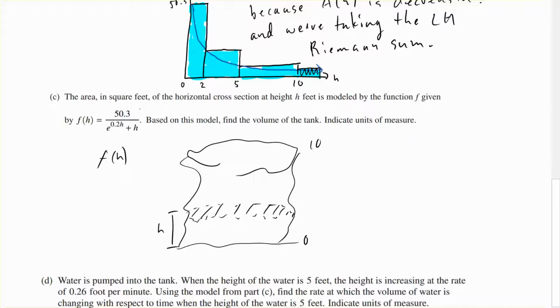It's some sort of equation. So we can't just multiply one cross-sectional area by the height to get the volume. So what we're going to do is take the integral from 0 to 10 of f of h dh, and that's going to give us the answer because we're taking little tiny slivers of the surface area and multiplying it throughout the height from 0 to 10, which is h.